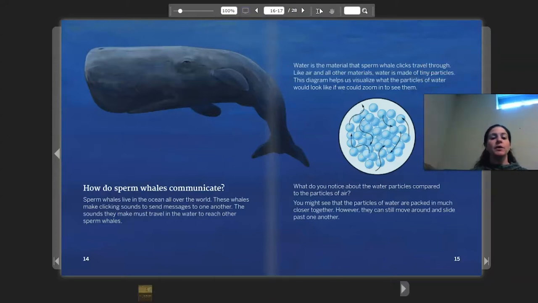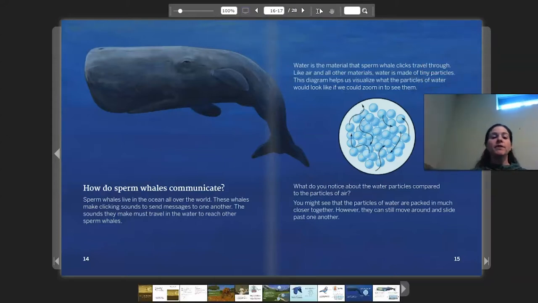How do sperm whales communicate? Sperm whales live in the ocean all over the world. These whales make clicking sounds to send messages to one another. The sounds they make must travel in the water to reach other sperm whales. Water is the material that sperm whale clicks travel through. Like air and all other materials, water is made of tiny particles.